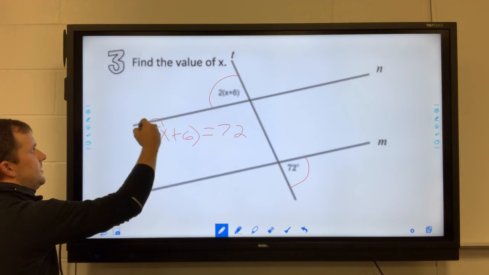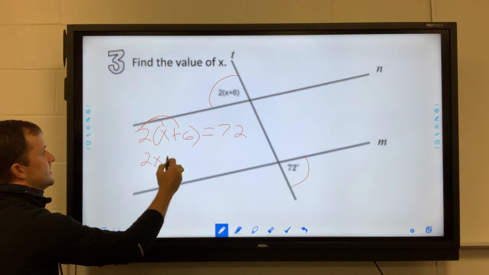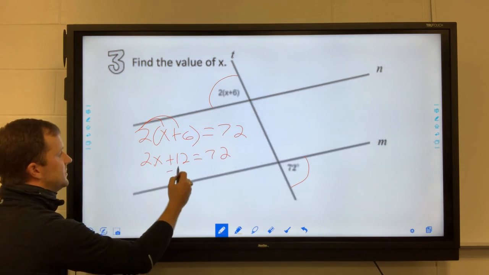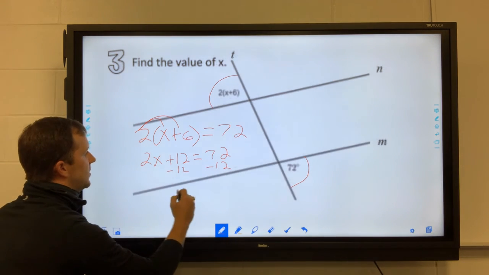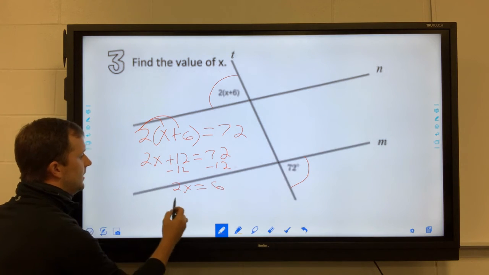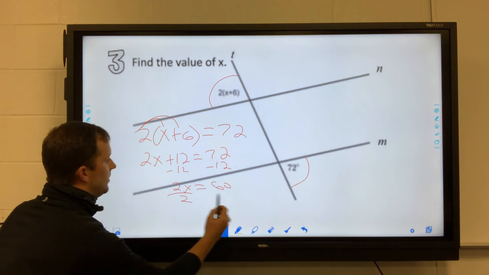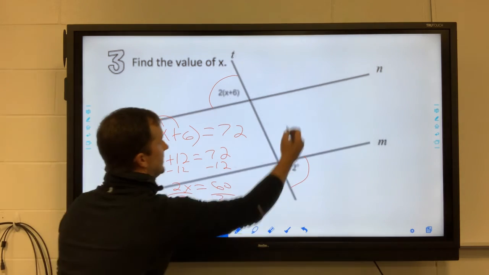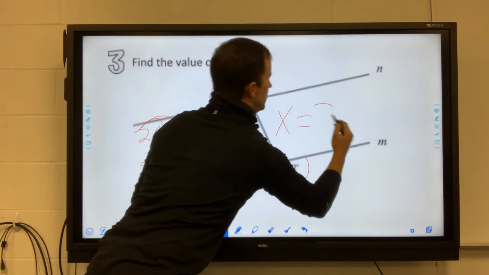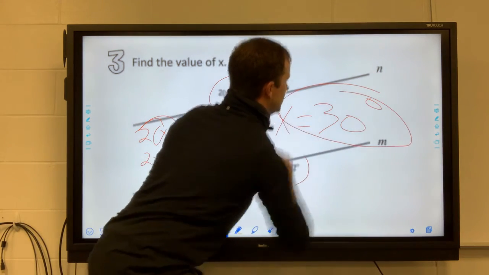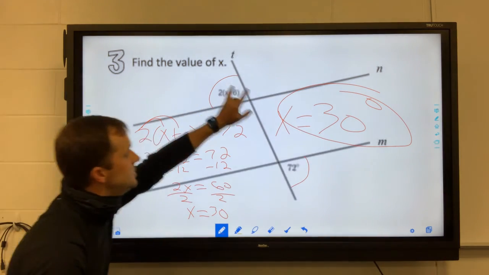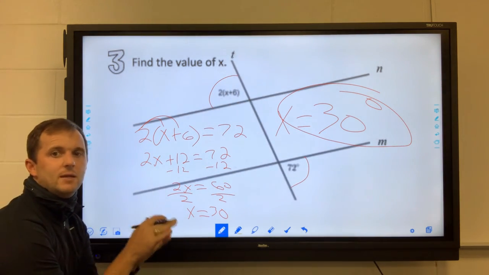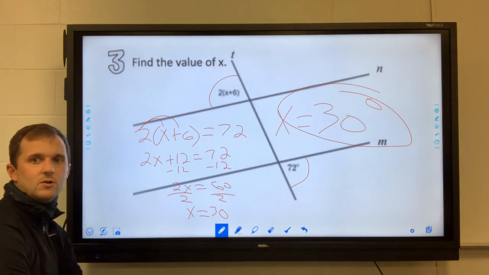I'm going to distribute the 2. So I get 2x plus 12 is equal to 72. I want to subtract 12 on both sides, so I get 2x equals 60. Then I'm going to divide by 2 on both sides. 60 divided by 2 is going to be 30. So in this instance, x is going to be equal to 30 degrees. Boom, got it. Because these two angles are alternate exterior angles, they're going to be congruent. So I can set those two equal to each other and solve for x, okay?